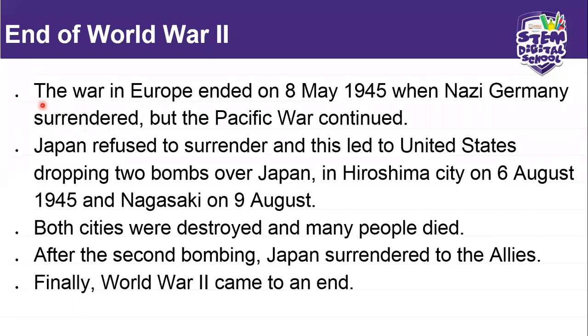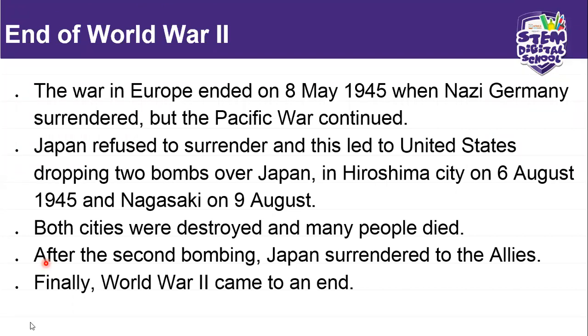And then the end of World War II, how did it end? The war in Europe ended on 8 May 1945 when Nazi Germany surrendered, but the Pacific War continued. Japan refused to surrender, and this led to the United States dropping 2 bombs over Japan. The first one was dropped on Hiroshima City, and the second one on Nagasaki. Both cities were destroyed and many people died. After the second bombing, Japan surrendered to the Allies. Finally, World War II came to an end.